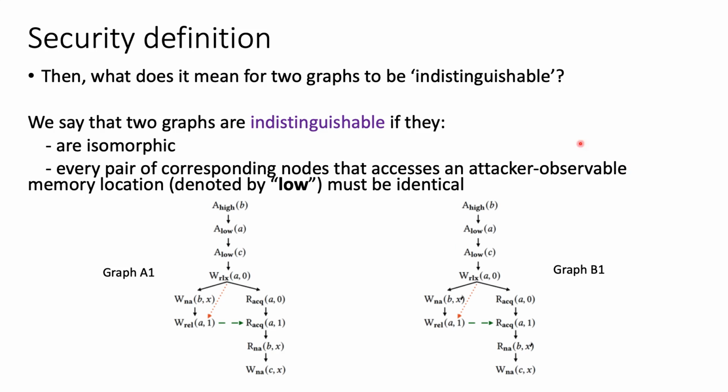Then the next question is what does it mean for two graphs to be indistinguishable? We say that two graphs are indistinguishable if they are isomorphic and every pair of corresponding nodes that accesses an attacker observable memory location must be identical. This captures the idea that two executions are indistinguishable when they both perform the same actions at the same times to attacker observable locations.